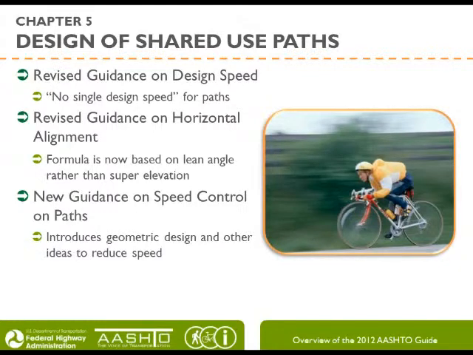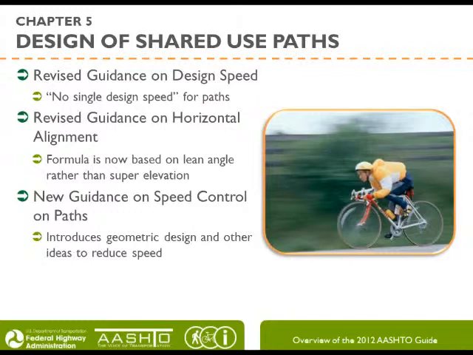Continuing in Chapter 5, the design of shared use paths. Looking at the next slide here, there's revised design guidance on speed. Again, no single design speed for paths, but it gives you some numbers in terms of how to bring good engineering judgment to this discussion. So it talks about when, for example, maybe 18 miles an hour is generally okay, when you need to go to the 30-mile-an-hour design speed to go down a hill, but it really gives you the guidance to make good decisions.